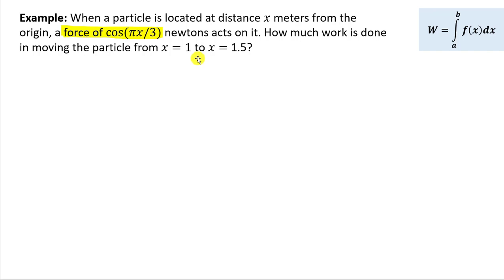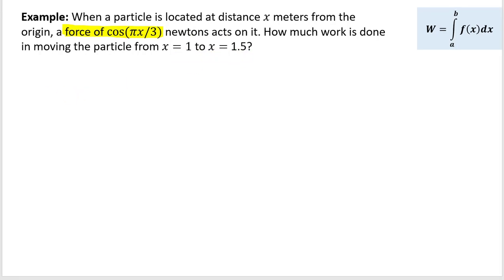And we already have the limits of integration because it says here that the particle is being moved from x equals 1 to x equals 1.5. So this means that to find the work, we're going to set up the integral with limits 1 and 1.5. The first function is cosine of pi x over 3. I'm going to write it this way, and then dx. To find the work, we just have to evaluate this integral.